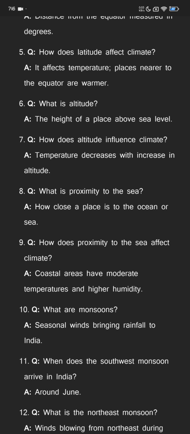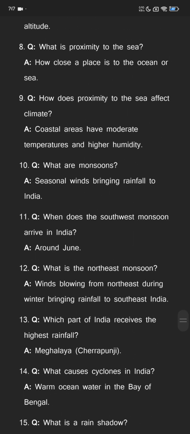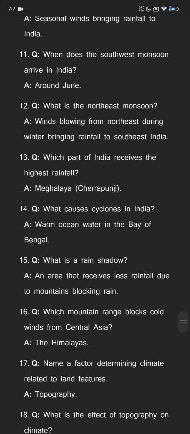What are monsoons? Seasonal winds bringing rainfall to India. When does the southwest monsoon arrive in India? Around June. What is the northeast monsoon? Winds blowing from the northeast during winter, bringing rainfall to southeast India. Which part of India receives the highest rainfall? Meghalaya, especially Cherrapunji.